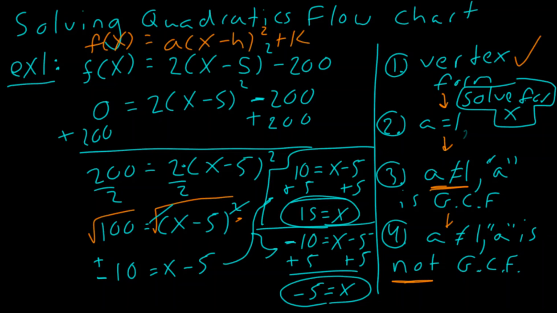So notice, we would say this, just using a different color so it really pops out. We would say x equals negative 5, comma, 15. And remember, those are the 2 solutions, the 2 roots, the 2 x-intercepts, the 2 zeros. That's where we cross the x-axis. Okay, let's move on.